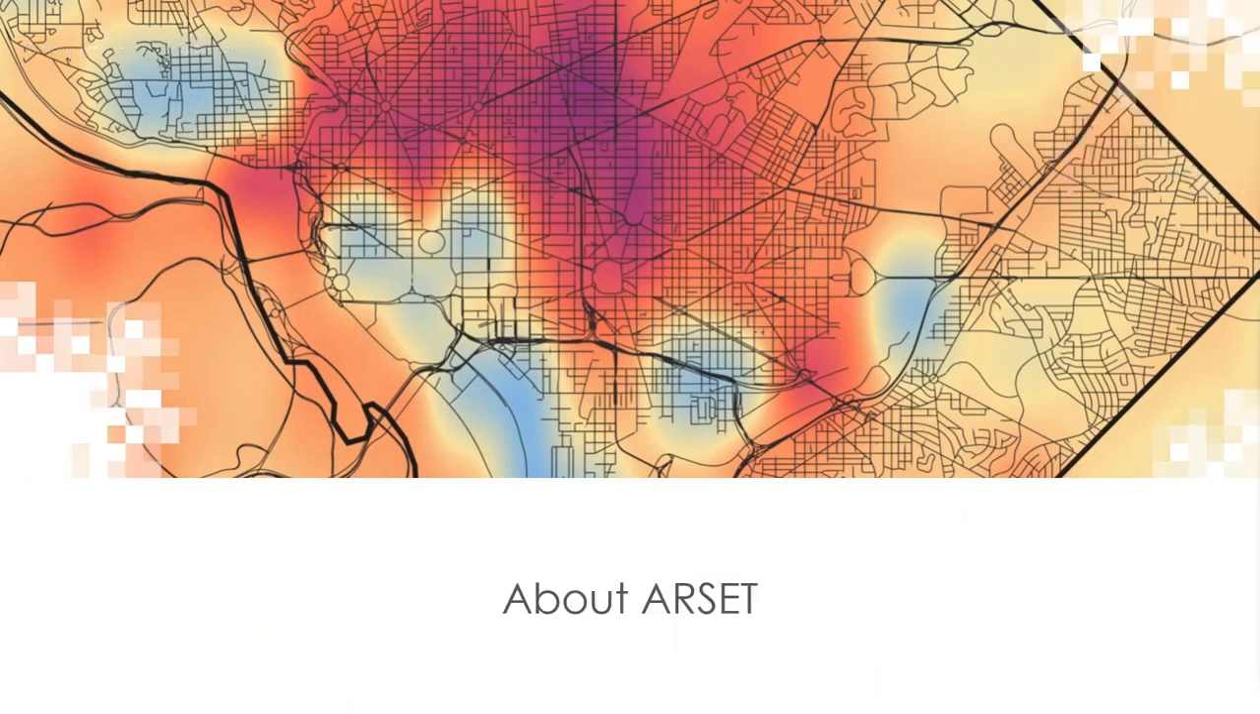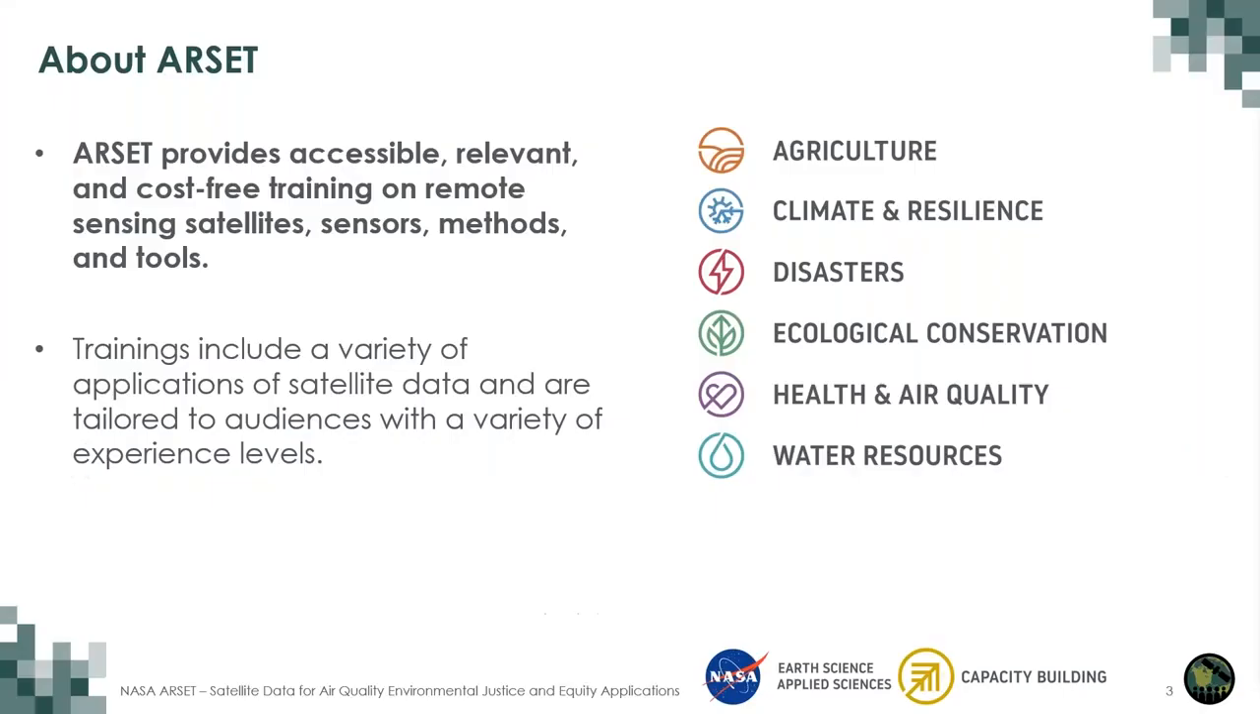Before we begin our training, I just want to give a brief introduction to the RSET program. NASA's Applied Remote Sensing Training, or RSET program, is part of the NASA Earth Science Applied Science Capacity Building Program. We provide cost-free training on the basics of satellite observations, data processing, analysis methods, and ready-to-use web tools in the six thematic areas shown here: disasters, agriculture, ecological conservation, water resources, climate and resilience, and health and air quality.